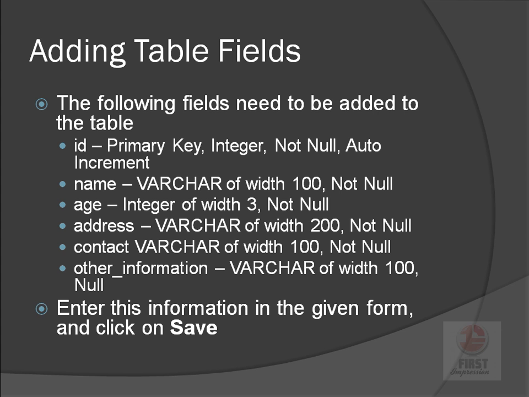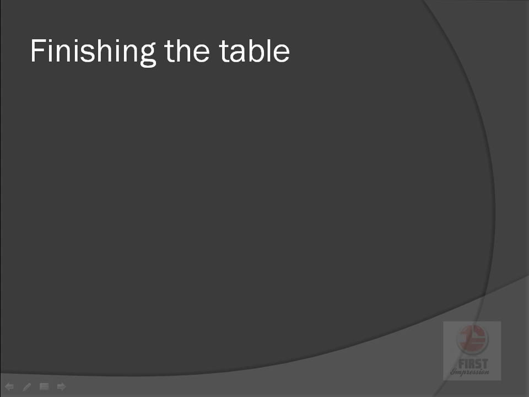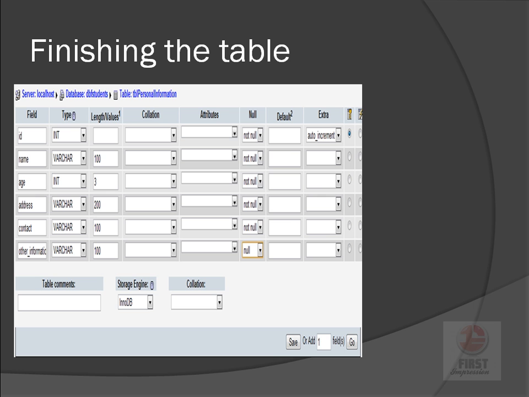Then enter the information in the form and click on save. Let's see how we do that. We have filled in ID integer, name varchar 100, age int 3, address varchar 200, contact varchar 100, other information varchar 100. When you click on this, you have kept this as null. And how to make it a primary key with auto increment? Inside the extra you will give auto increment, and this is the symbol for primary key.